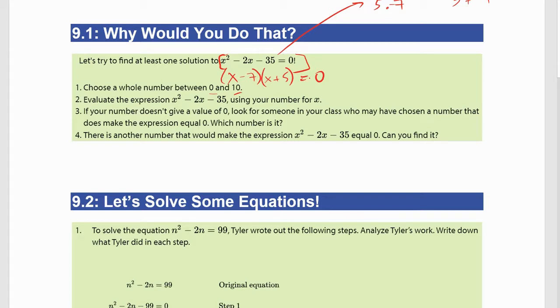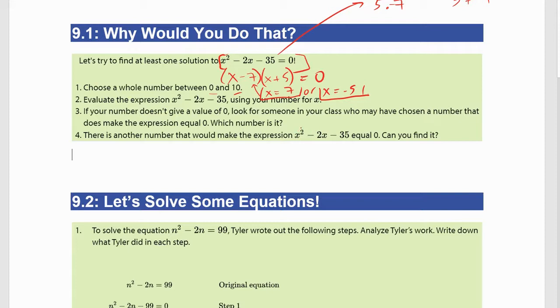And they're asking you to find at least one solution, right? So notice there's at least two. If you plug in a positive 7, right, you get 0. So that could be one of your answers. Or if you plug in a negative 5, that would be another possible solution. Because if you plug in either one, you'll get 0 times some number or some number times 0, which is what you want. Zero product property, which was previous lessons, right?